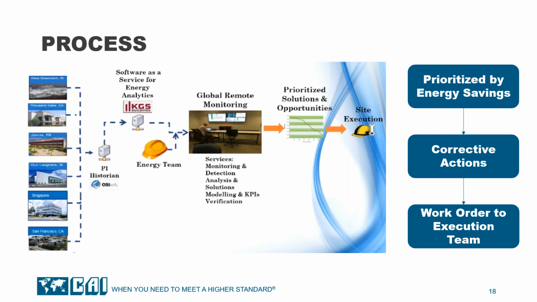Now, in this case, this is where CAI came in to be the global remote monitoring system up in the Rhode Island facility, and we took these corrective actions as we went in, double-checked the system to make sure that the corrective action made sense, and then issued a work order to the execution team at one of the sites to go out and address the failure.